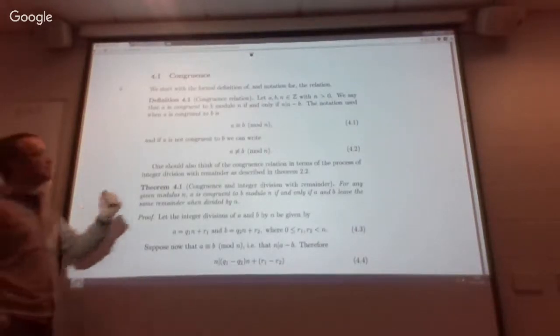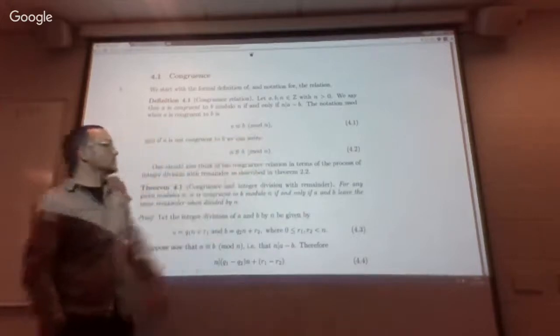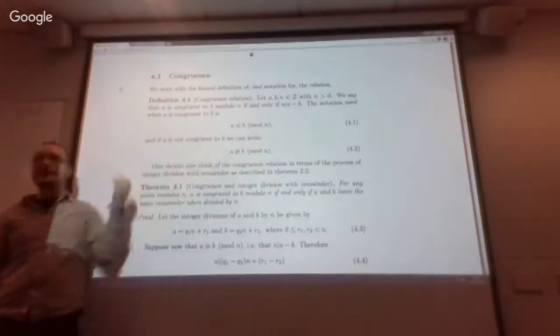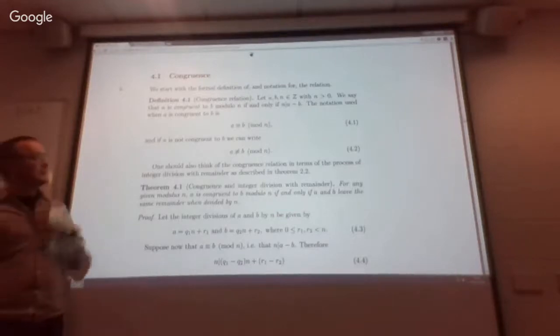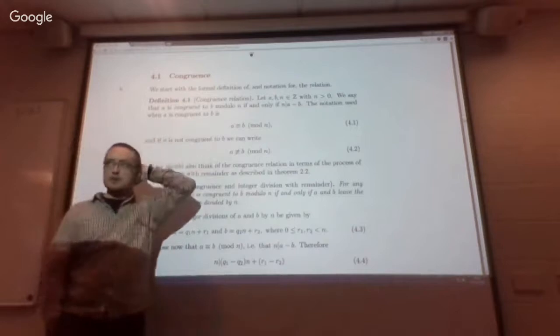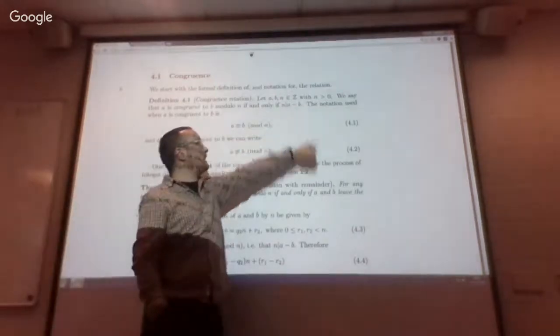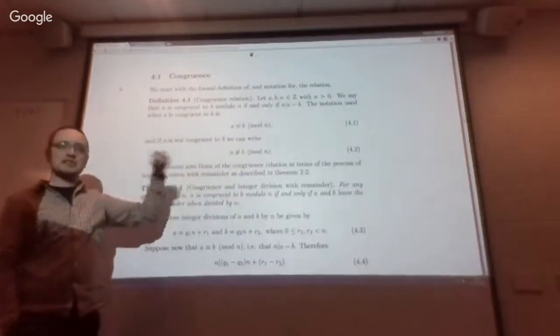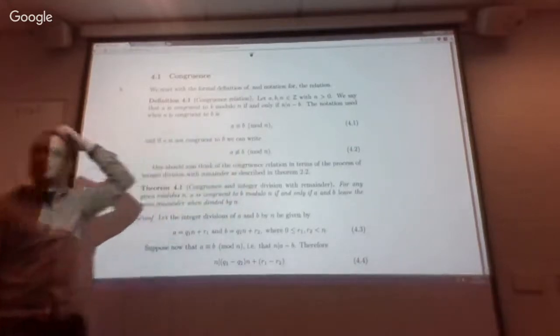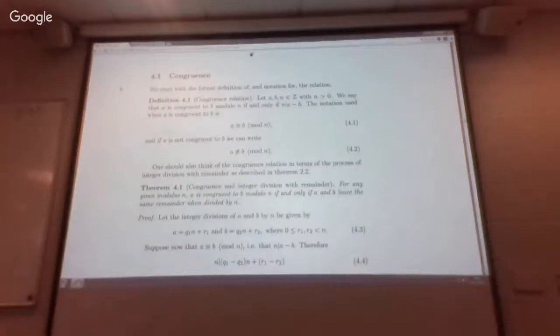And the notation we're going to use, we're going to write a, three-line sign, b, modulo n. You're going to read that in English as a is congruent to b modulo n. If it's not the case that a is congruent to b modulo n, if n does not divide that difference a minus b, then just in the same way you write unequal, with an equal sign with a line through it, we're going to write uncongruent, if you like, with the congruent sign with a line through it. Now we're going to make some remarks about this definition.